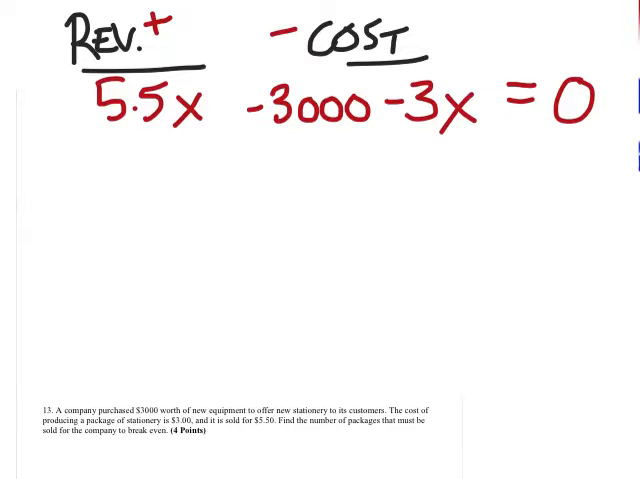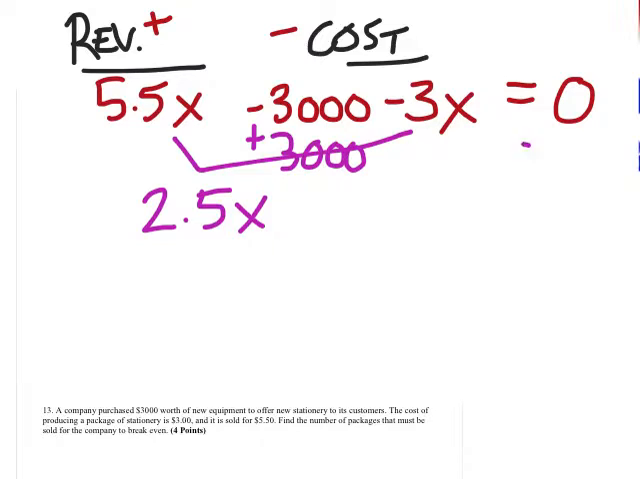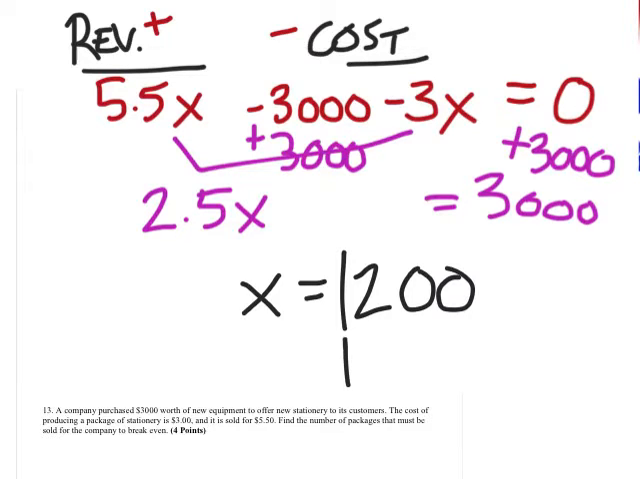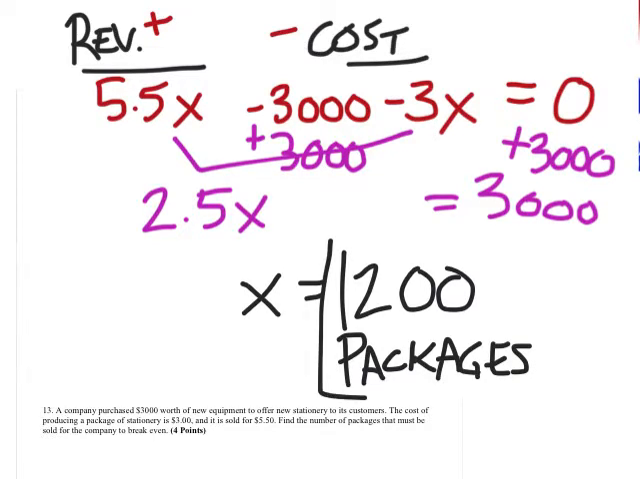Well, we just need to solve this as though we would any other equation. You'd combine 5.5x and negative 3x. So you'd have 2.5x, and then you'd add 3,000 to both sides. That way the x's are on their own side of the equal sign. You've got 2.5x equals 3,000. And you'd find that x equals 1,200. So you'd have 1,200 packages. And that right there is our answer.